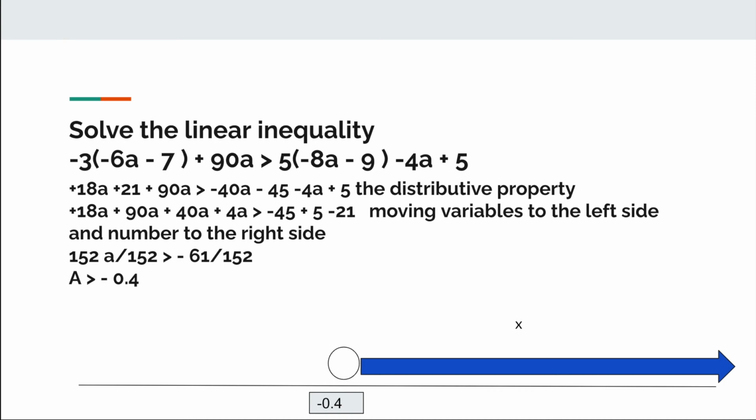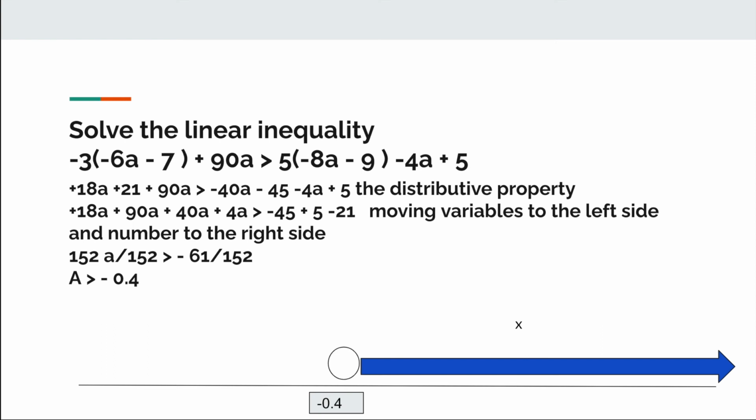Now the right side. 5 times negative 8a is negative 40a. 5 times negative 9 is negative 45. Then I dropped negative 4a plus 5 down. So now I don't have parentheses at all. I finished all the distributive property operations, right?